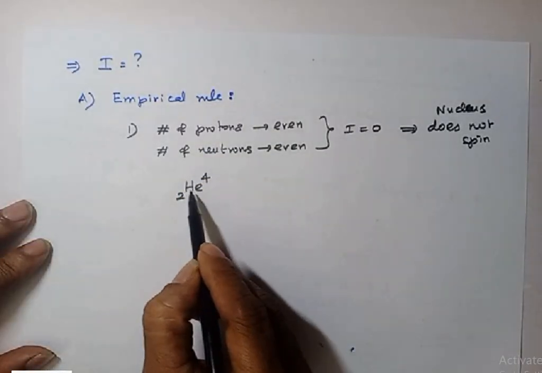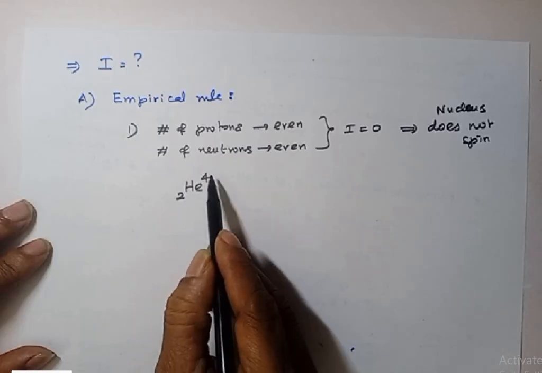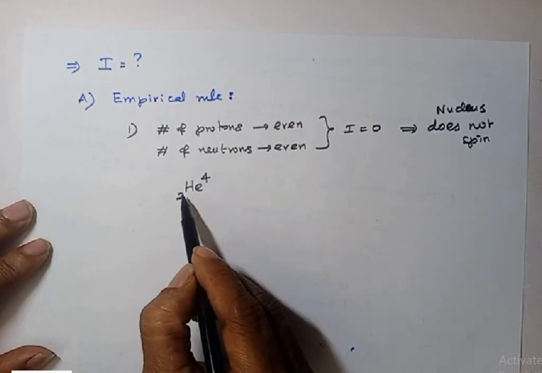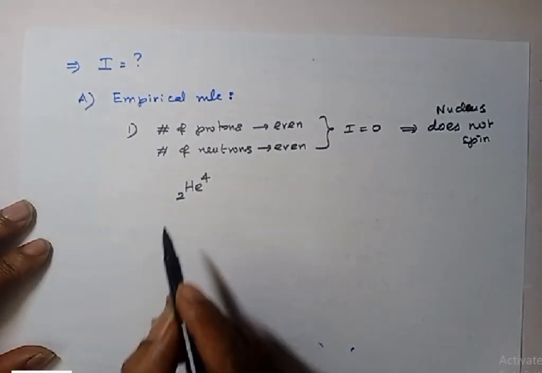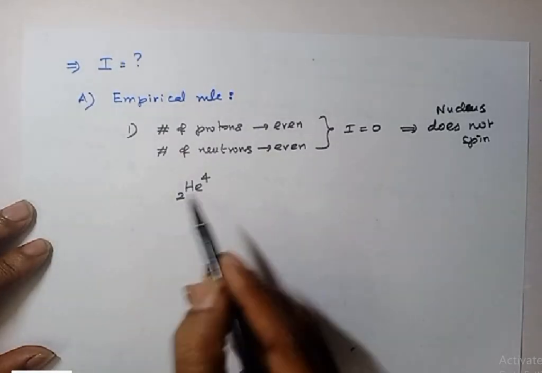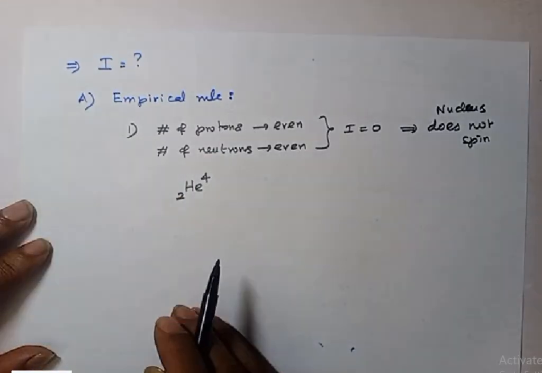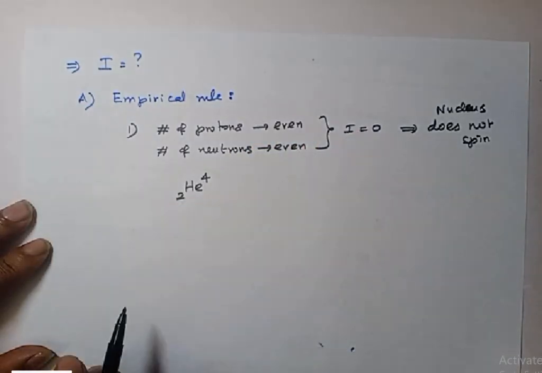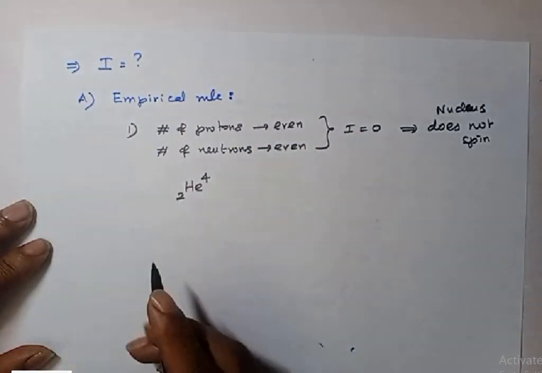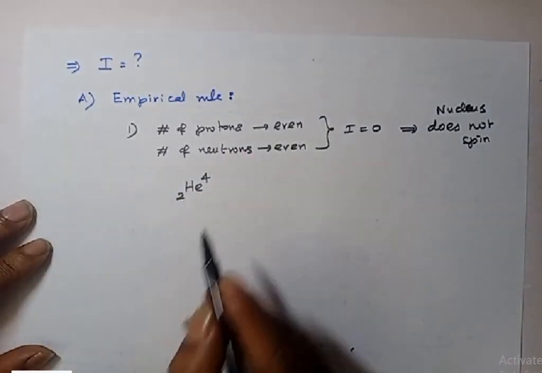So the helium nucleus has 2 protons and the mass number is 4. So 4 minus 2 gives 2 neutrons. So helium has 2 protons and 2 neutrons. The proton number is even and the neutron number is also even. Therefore I is equal to 0 for helium. This isotope, He-4, has I equal to 0.